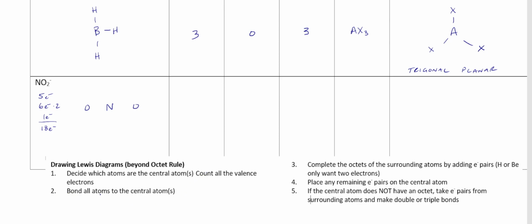Now it says in step 2, bond all atoms to the central atom. So I'm going to bond, and I'm going to bond. That takes care of 4 electrons. That'll put me at 14 electrons. So I've got 14 electrons left to place.